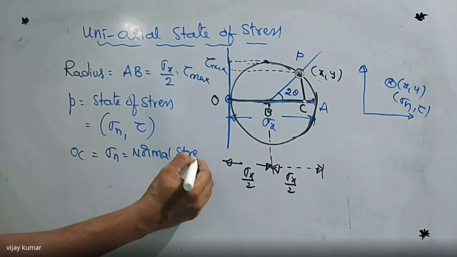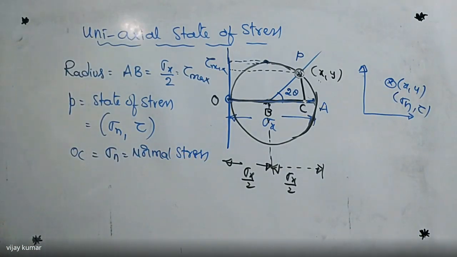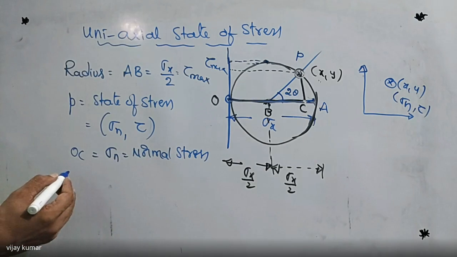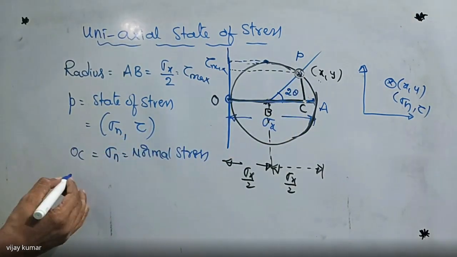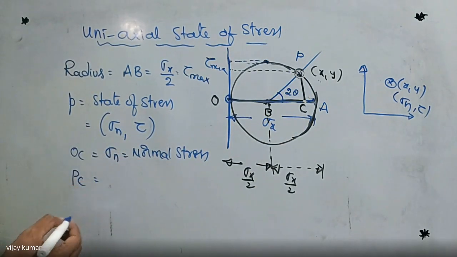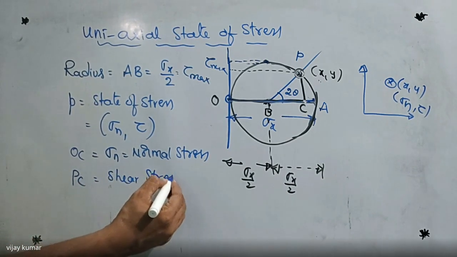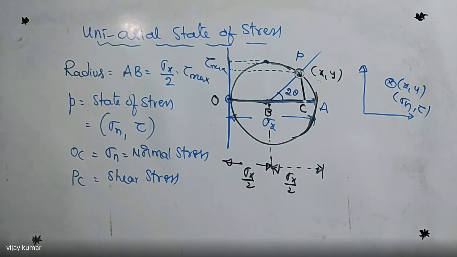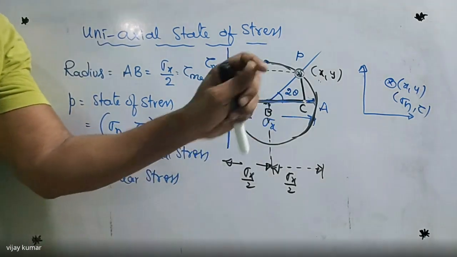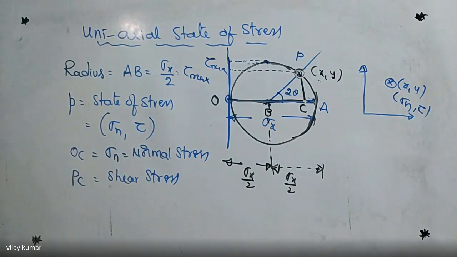Normal stress, we can indicate with the scale. We can measure it by the scale also. So here, what is PC? PC is nothing but shear stress. Shear stress on which plane? On the oblique plane, which makes an angle of 2 theta. Did you get my point or not?